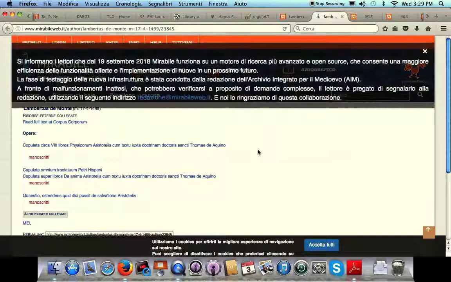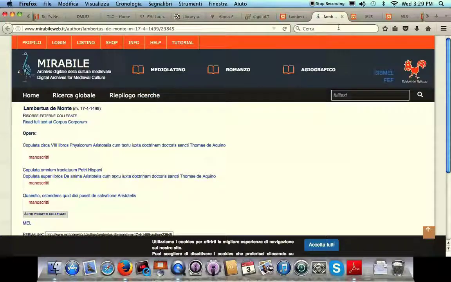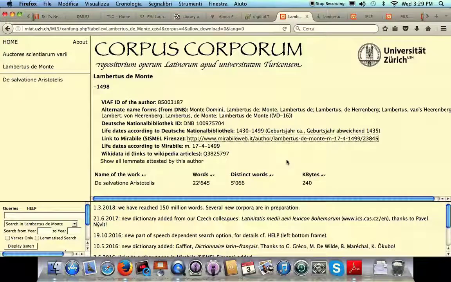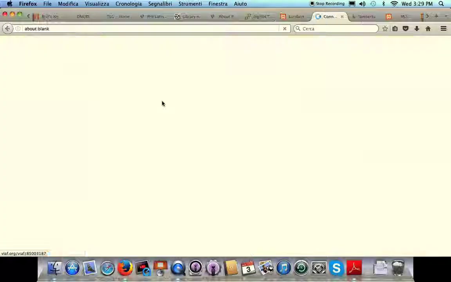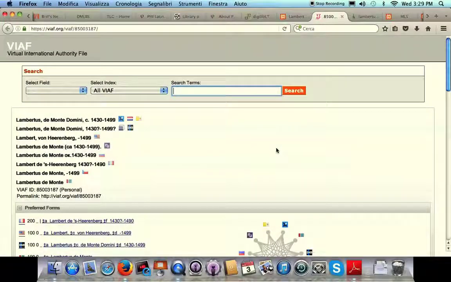The VIAF is a Virtual International Authority File, which gives you, every author has a number, and Lambertus has this number, and it tells you life dates. I came to the conclusion that we don't know when he was born. They think that he was born around 1430.